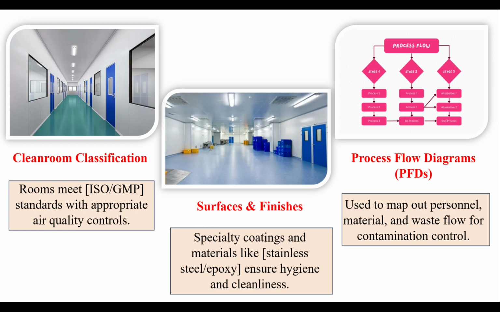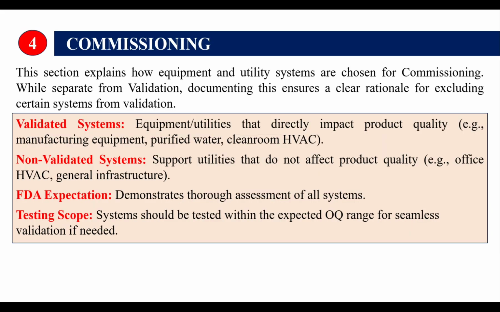After completing the facility description, we need to go for commissioning. Here we define how systems are chosen for commissioning. Commissioning is different from validation, but still we document it. Equipment is categorized as validated, those affecting the product quality, and non-validated, which are not affecting the product quality.